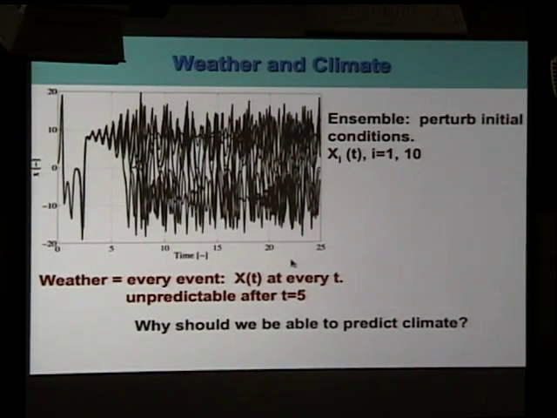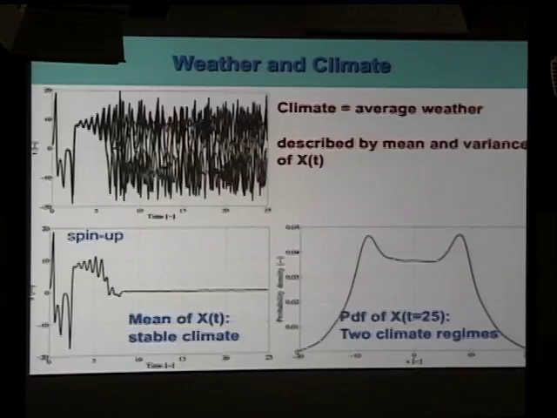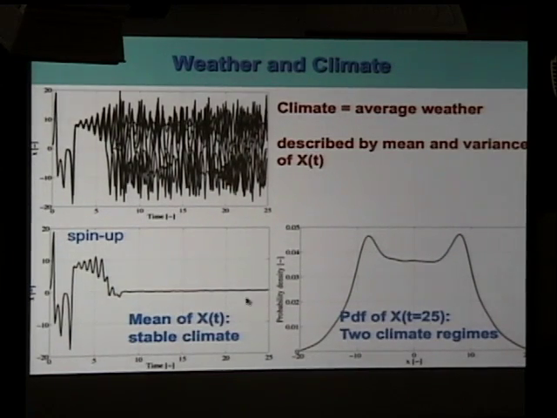Okay, so again, I remind you, weather is the event, and in this case it is unpredictable. Weather is unpredictable after 5 time steps, whereas climate is the average of the weather. So when I take this and average, we have the mean, and then we have the PDF.